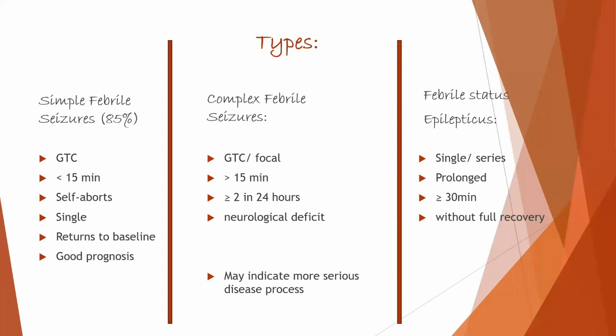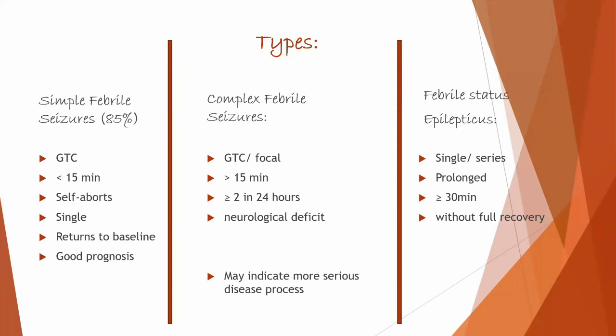Then we get complex febrile seizures. It can either be generalized tonic-clonic seizures or focal seizures. It lasts more than 15 minutes. It comes in clusters of 2 or more in 24 hours. Or the child has post-ictal symptoms and neurological deficit, or a prolonged post-ictal period.